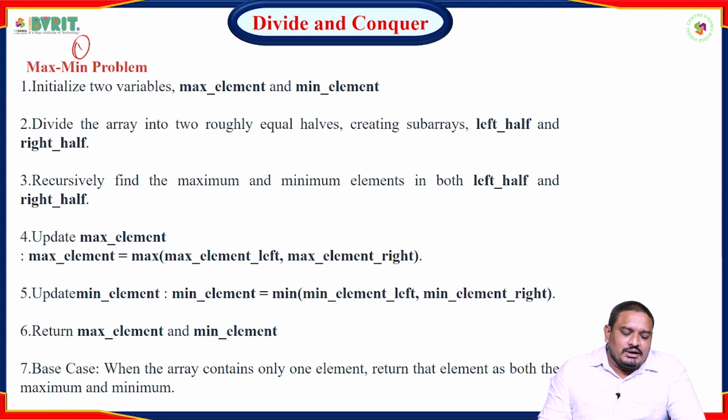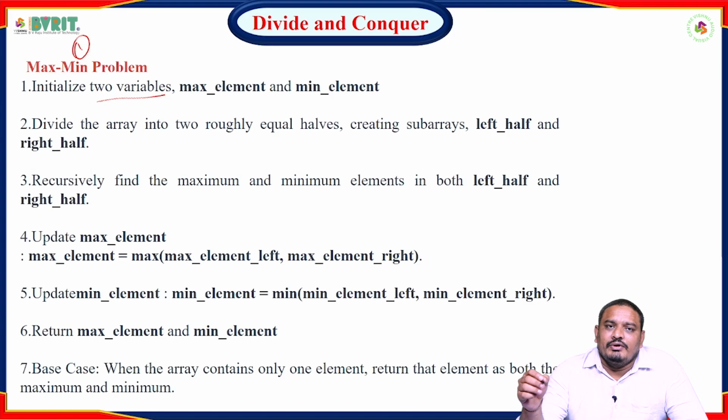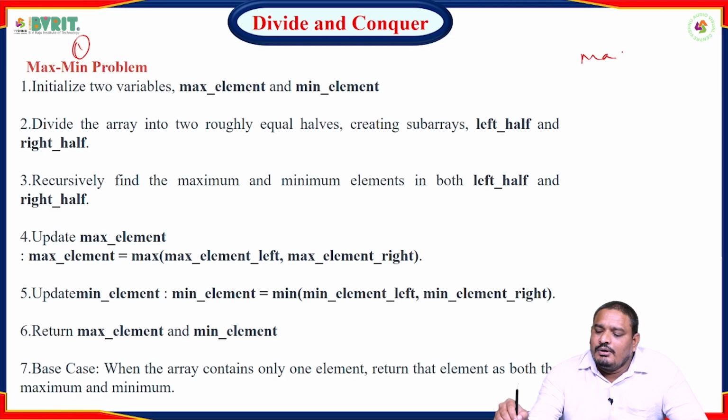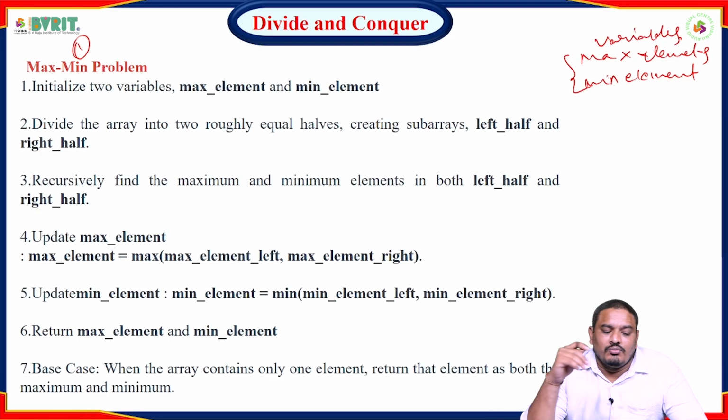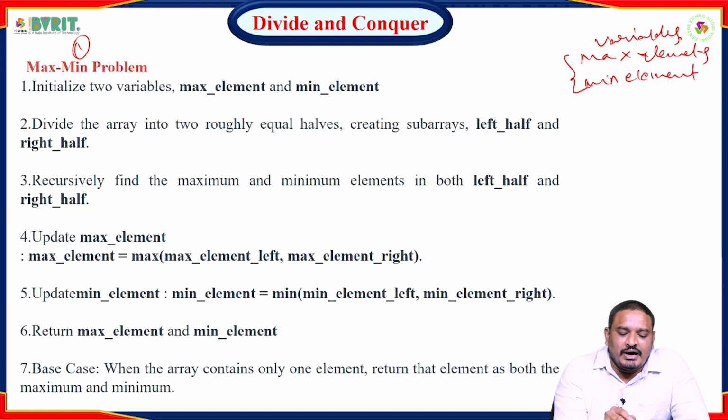In this algorithm, we follow different steps. What are the steps? The first step is to initialize two variables. What are the two variables? Maximum element and minimum element. These are the variables. After taking the two variables, first divide the array into two roughly equal halves, creating two subarrays.